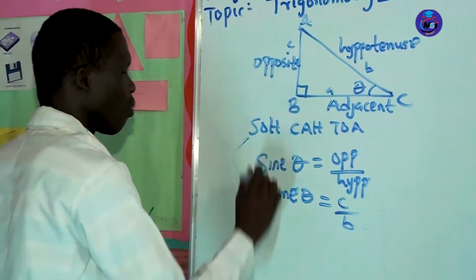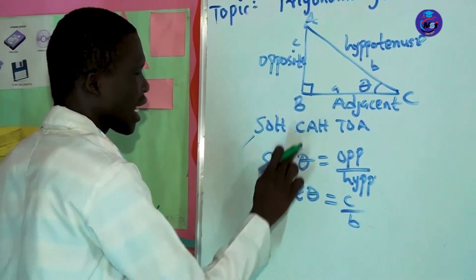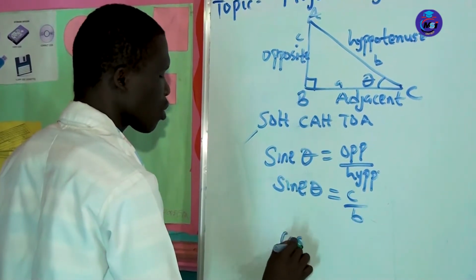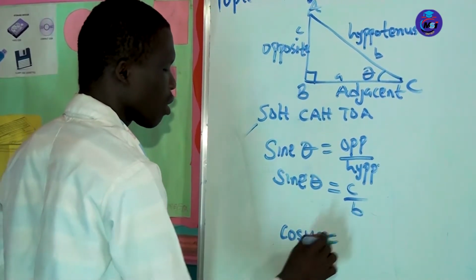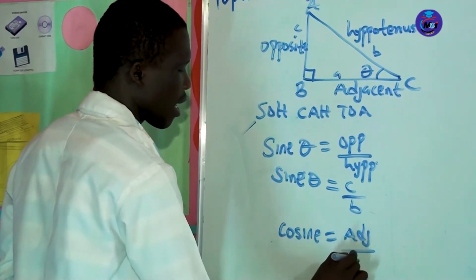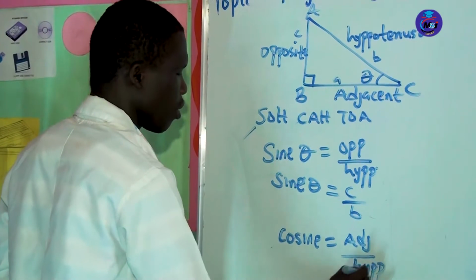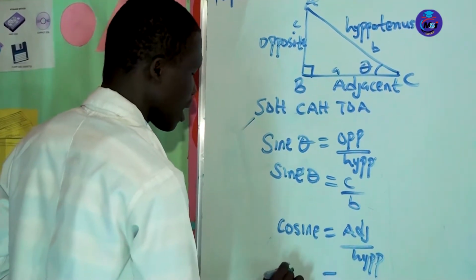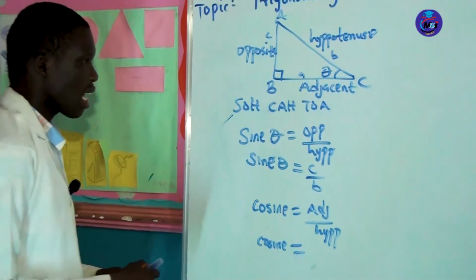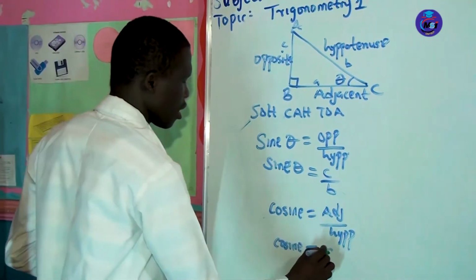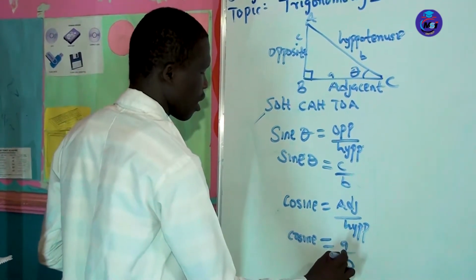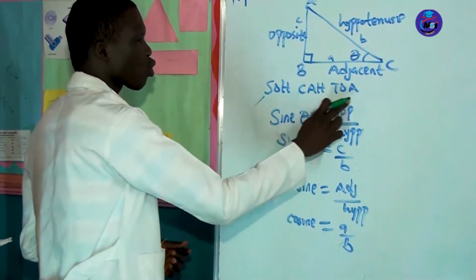Okay, now we also have CAH. CAH means adjacent over hypotenuse. So cosine will give us adjacent over hypotenuse. Okay, so cosine will give us what is adjacent. Adjacent is A and hypotenuse is what? Is B.